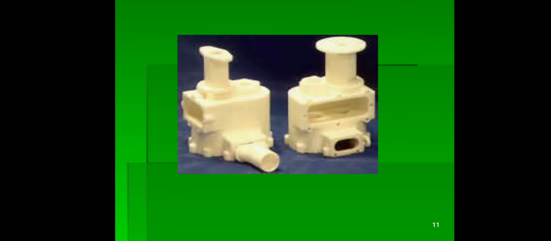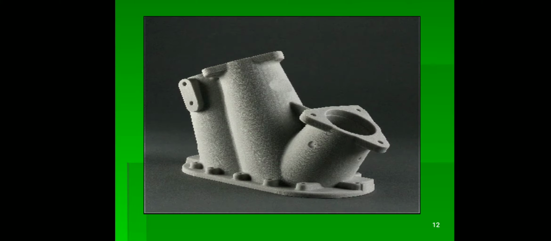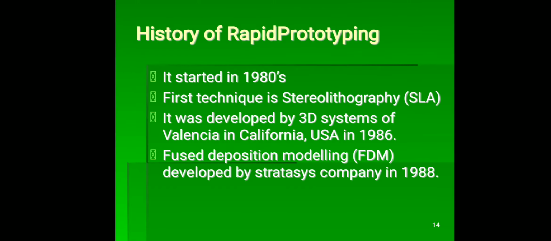So these are the samples which we can produce through rapid prototyping. This is the router. Then this is one more example. So these are the example components which we can fabricate through rapid prototyping. So now, the history of rapid prototyping.